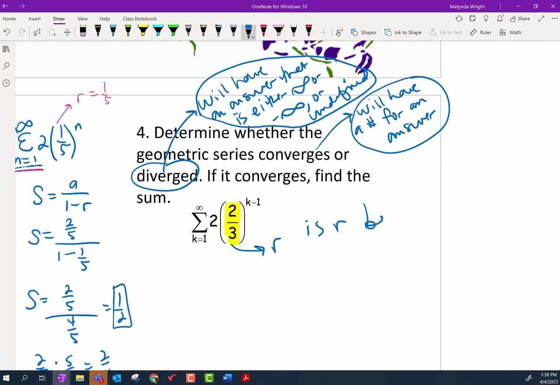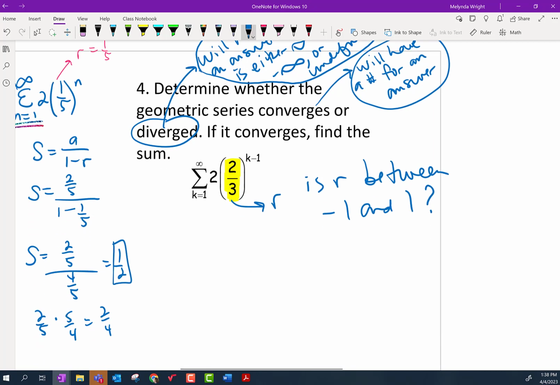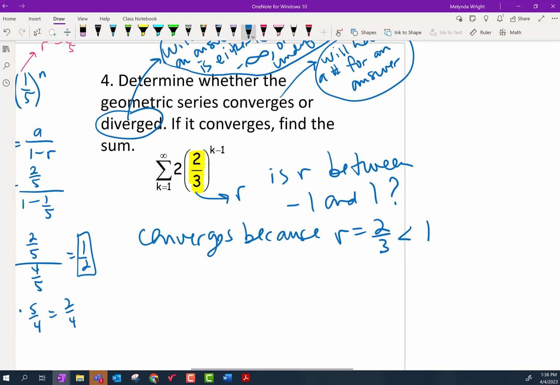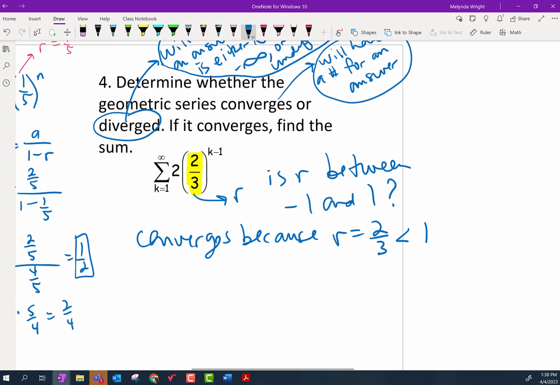Is R between -1 and 1? Question mark, that's what we're asking. Is 2/3 between -1 and 1? Yes. So we're going to say converges because R equals 2/3, which is less than 1. That's why. R equals 2/3, which is less than 1.